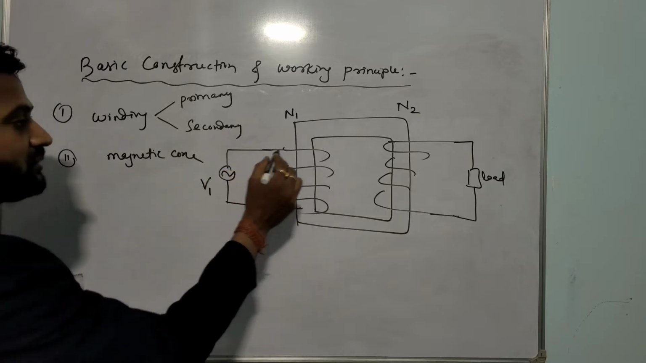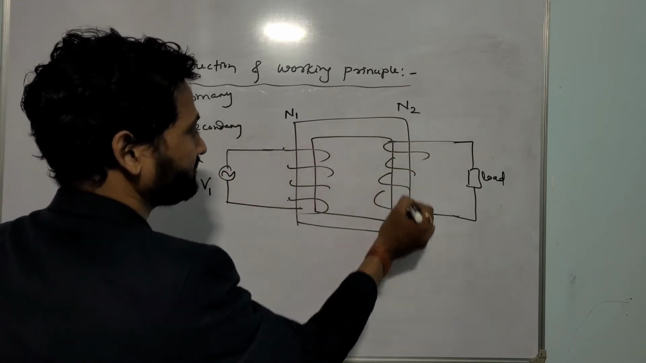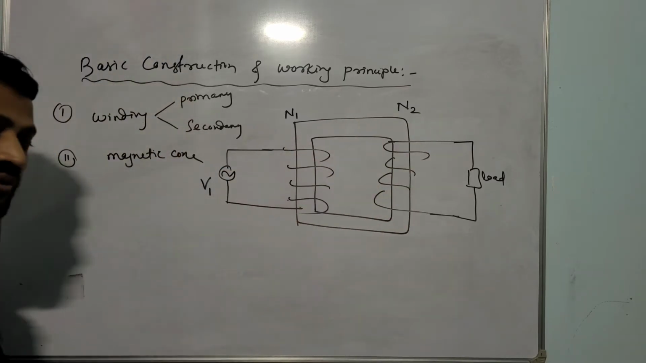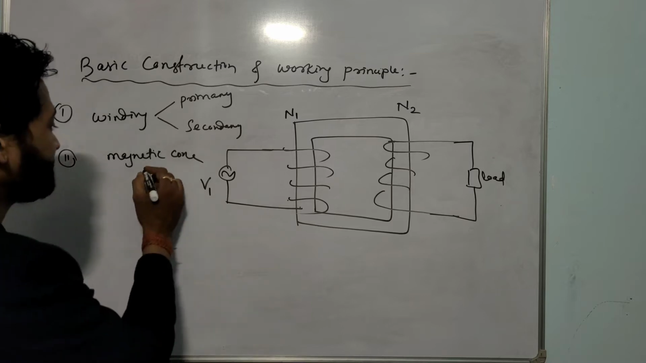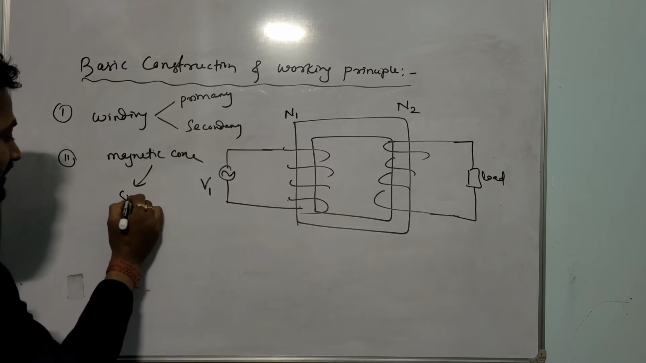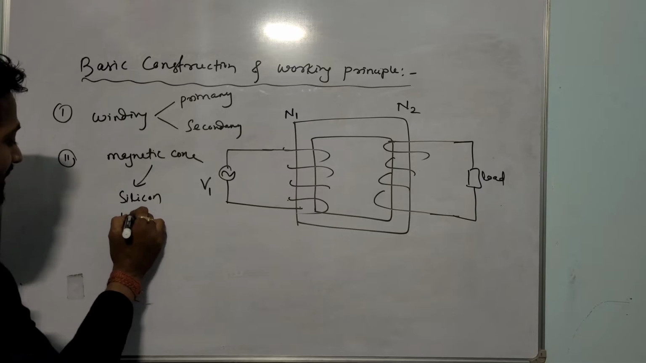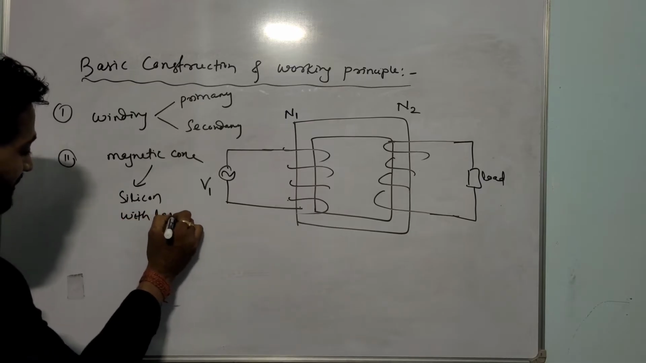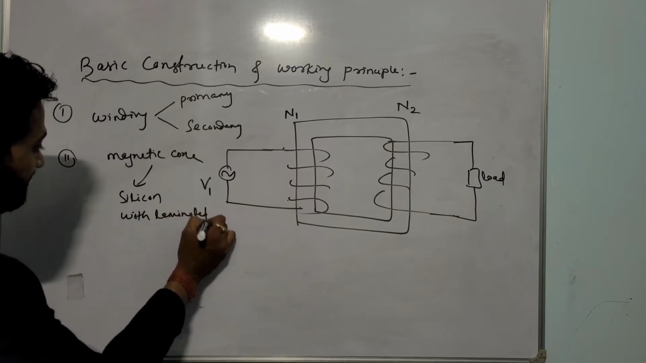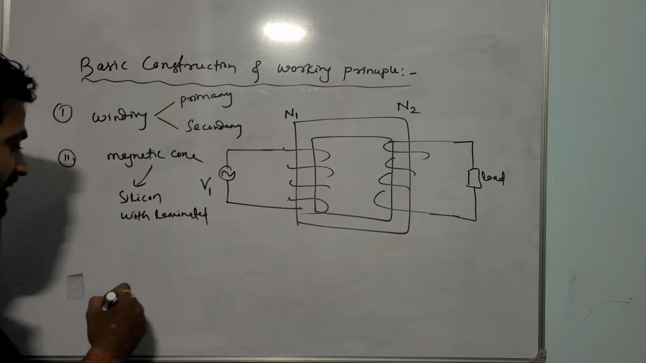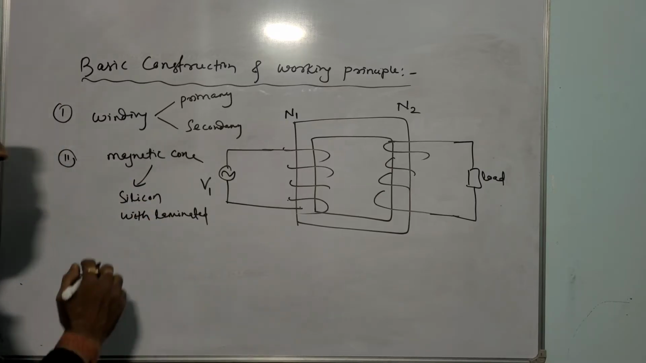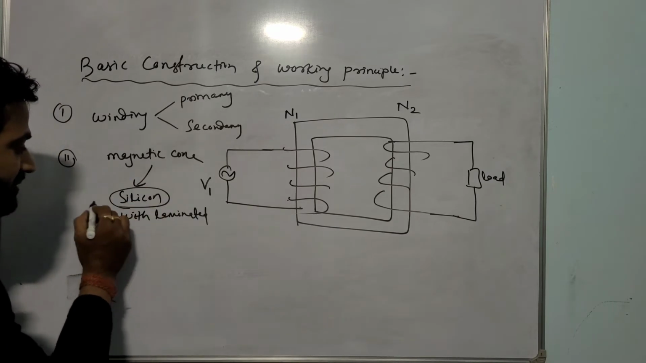And there is a magnetic core. This is your magnetic core. The magnetic core is made up of silicon steel with lamination, that is, a laminated core. We can say it is a silicon laminated core. Now the point is, why is it made up of silicon steel?